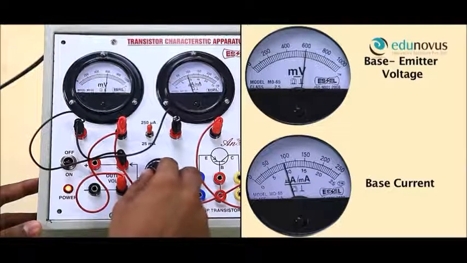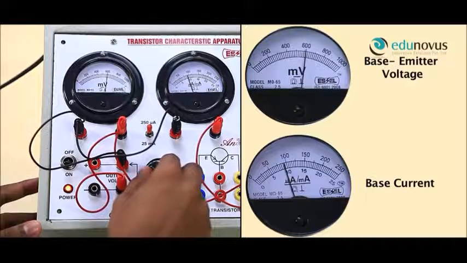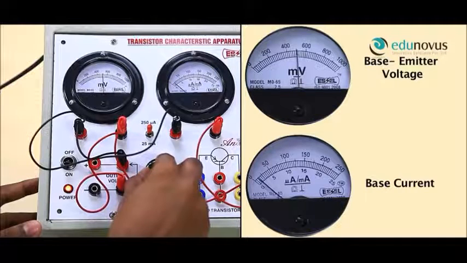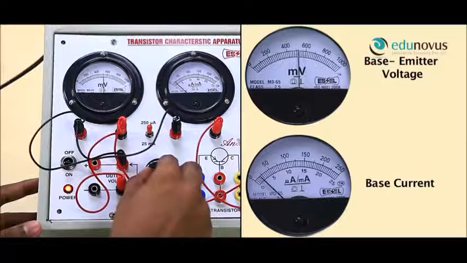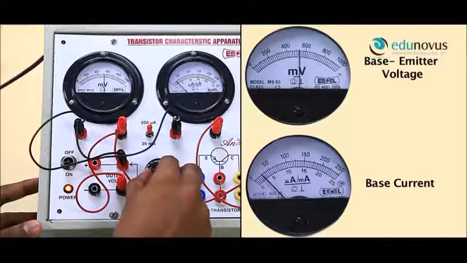So since we are finding a sudden increase in base current, let's take the measurements for base emitter voltage in smaller intervals. So let's go back to 500 millivolts and now increase the base emitter voltage in steps of 20 millivolts. So for 520 millivolts, the base current is 20 microamperes. For 540 millivolts, the base current is 30 microamperes.